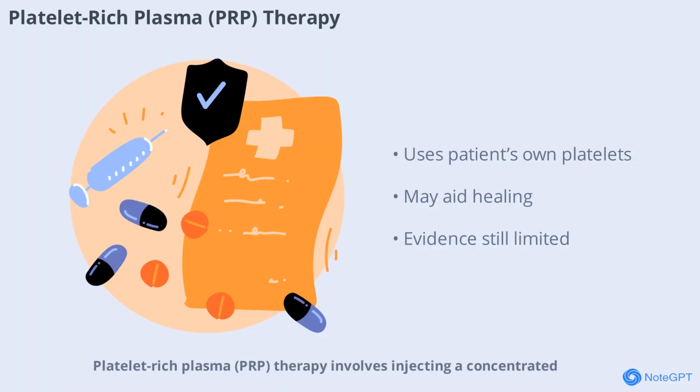Platelet-rich plasma (PRP) therapy involves injecting a concentrated solution of the patient's own platelets into the knee. PRP contains growth factors that may promote healing and tissue regeneration. While some studies suggest PRP can reduce pain and improve function, the evidence is inconsistent and the quality of data is low. PRP is not routinely recommended outside of research settings, but may be considered in select cases.